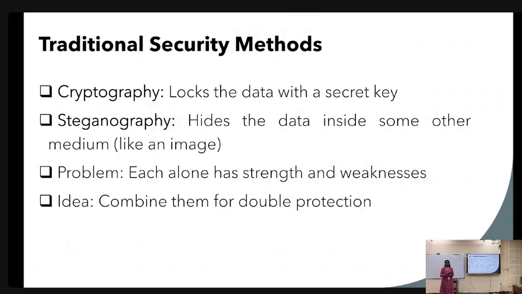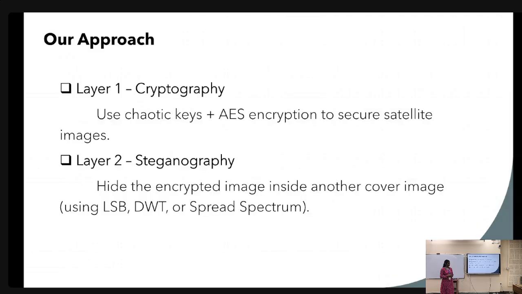In our approach, we are going to combine these two to enhance security. In my approach, the first layer does the cryptography part. It takes the keys generated from the chaotic system, and the data is encrypted using the algorithm called AES, the Advanced Encryption Standard. I applied this on satellite images. The second layer is steganography. It hides the encrypted image, which is the output from the first stage, in another cover medium using dedicated steganography algorithms, for example LSB, DWT, and spectrum based steganography methods.